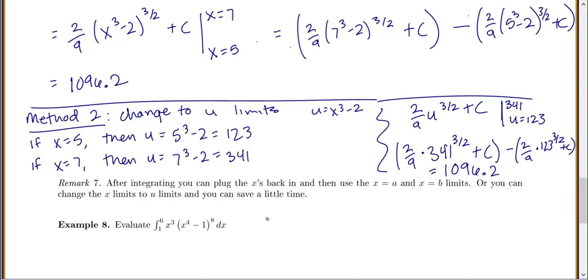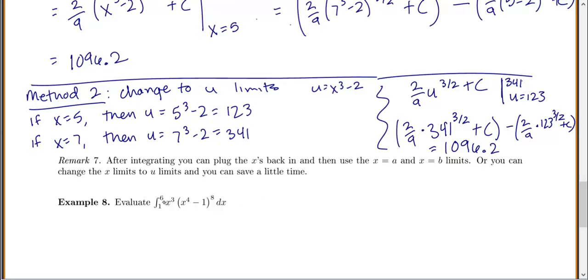Let's do one more example. Let's evaluate from 1 to 6, x cubed times x to the 4th minus 1 to the power of 8. So when we look at this, u is going to be x to the 4th minus 1. The derivative of that would be 4x cubed, and du is 4x cubed dx.